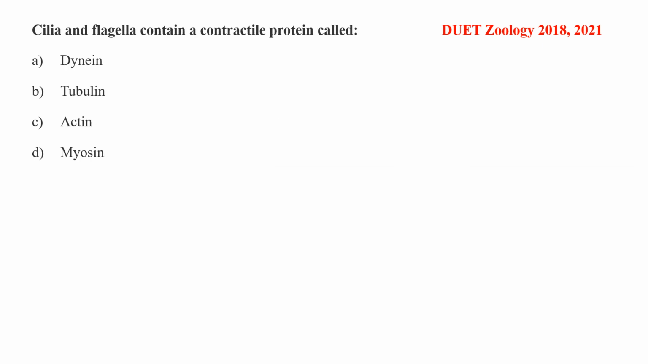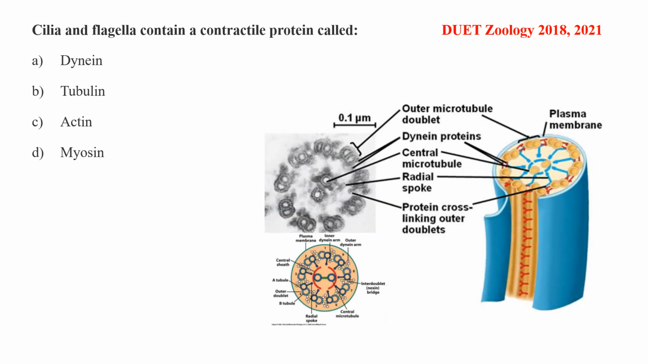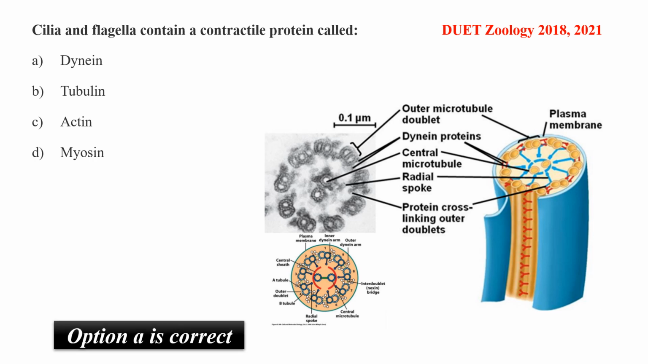Cilia and flagella contain a contractile protein which is called dynein, tubulin, actin, or myosin. Basically, eukaryotic cilia and flagella are composed of a contractile motor protein called dynein, and non-contractile microtubules which are composed of tubulin proteins. So hence option A would be the correct answer, that dynein is the contractile protein which uses the chemical energy of ATP and generates a force which is required for locomotion.